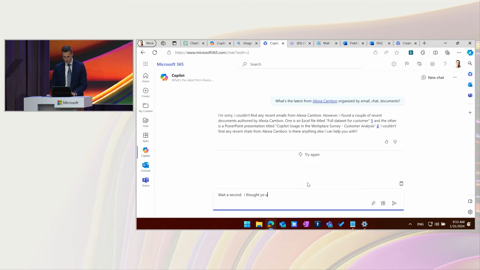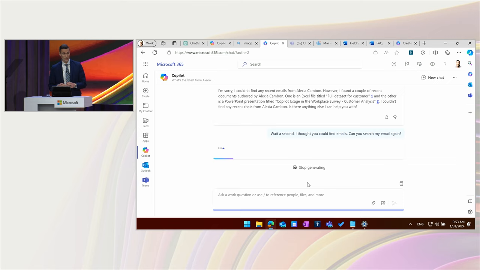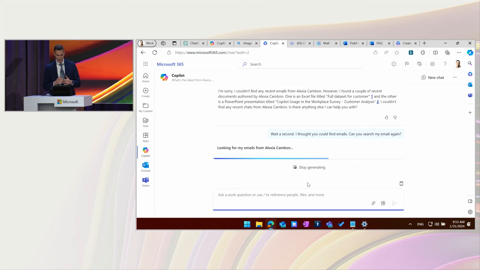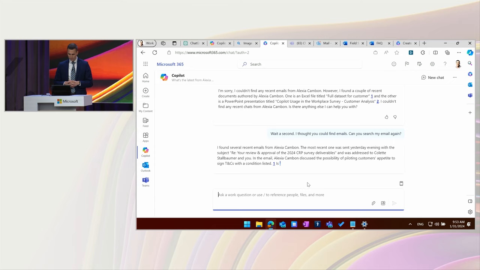Find email. Can you search my email again? Sometimes it can help to try harder to give a little bit of encouragement. I'm not joking. I'm actually trying to figure out why that's the case, but it actually does sound like it right now. There you go. Wait a second.